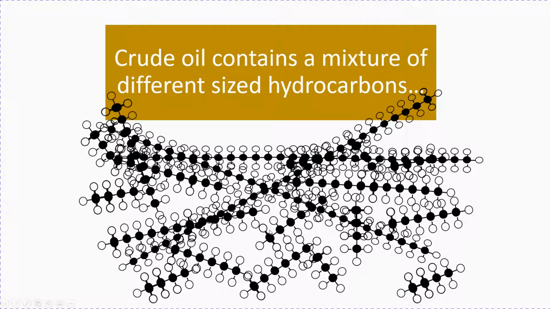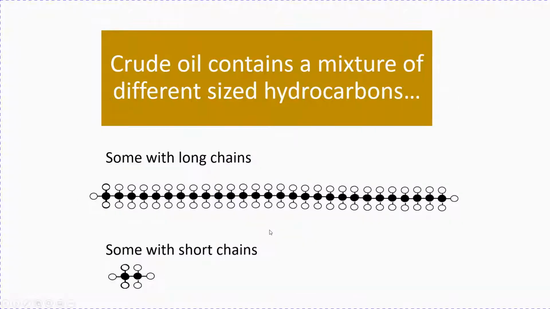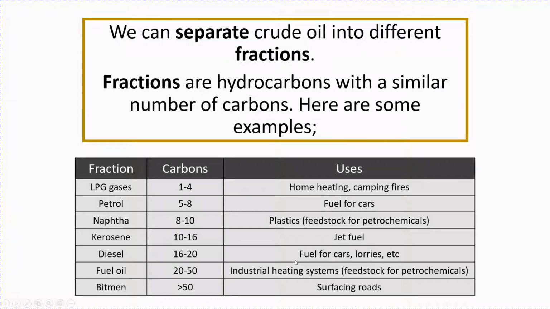But in order for them to be useful to us, we have to be able to separate them. So we've got some with long chains, some with short chains, and then everything in between. But we need to be able to separate them. So we've got lots of uses of these different types of hydrocarbons, but we need to separate them for them to be useful.